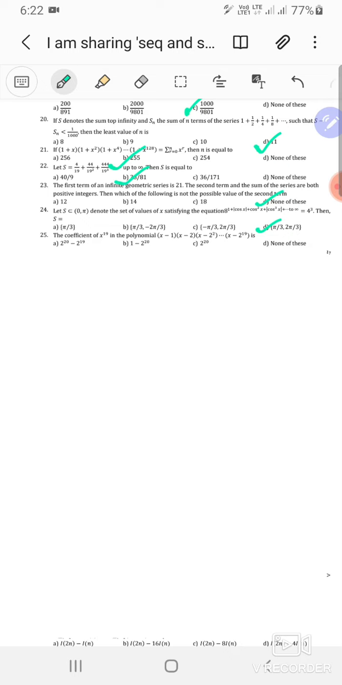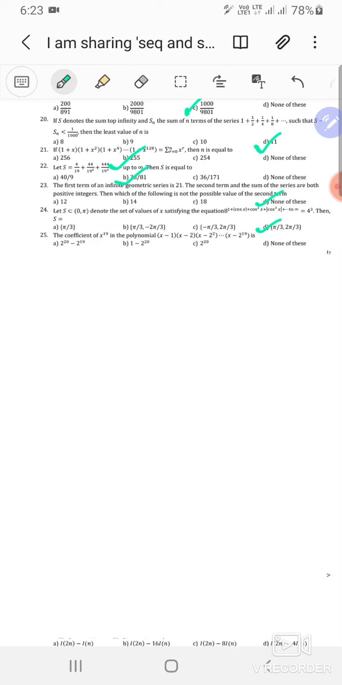The coefficient of x power 19 in the polynomial, I just thought that maybe I could figure it out from this piece of information itself, but then you got this option there as well, so we have to go through the whole process. No problem. The coefficient of x power 19 in the polynomial x minus 1 into x minus 2 into x minus 2 squared, and so on till x minus 2 power 19 is, so first of all, how many brackets are there? There are 20 brackets, right? From 2 power 0 to 2 power 19, there are 20 numbers, so 20 brackets. In that case, the degree of this polynomial is 20.